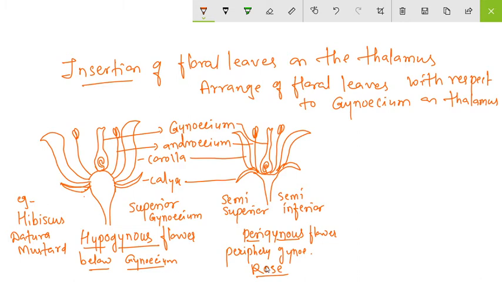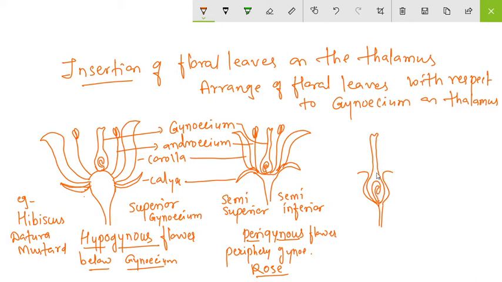Then the third type of insertion is the epigynous flower. The epigynous flower means what? When the thalamus is cup shaped, a hollow cup-like structure inside which the gynoecium is present, and the gynoecium wall almost fuses with this cup.